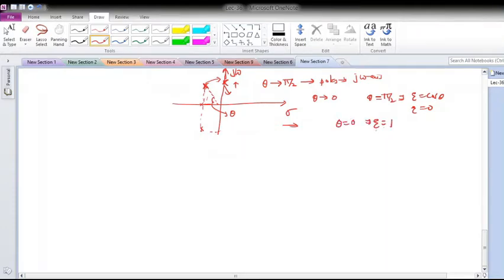When theta is equal to 0, then what will happen with zeta? Zeta will be equal to 1, and at that time your poles will be real. And if zeta is greater than 1, then the poles will be real and distinct. Now I would like to know how the behavior is for these different values of zeta.